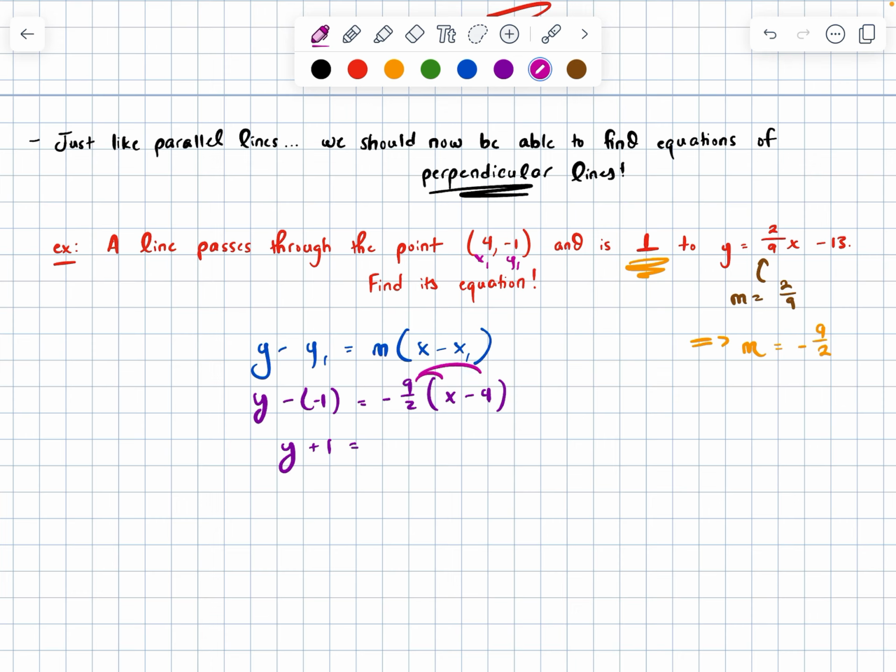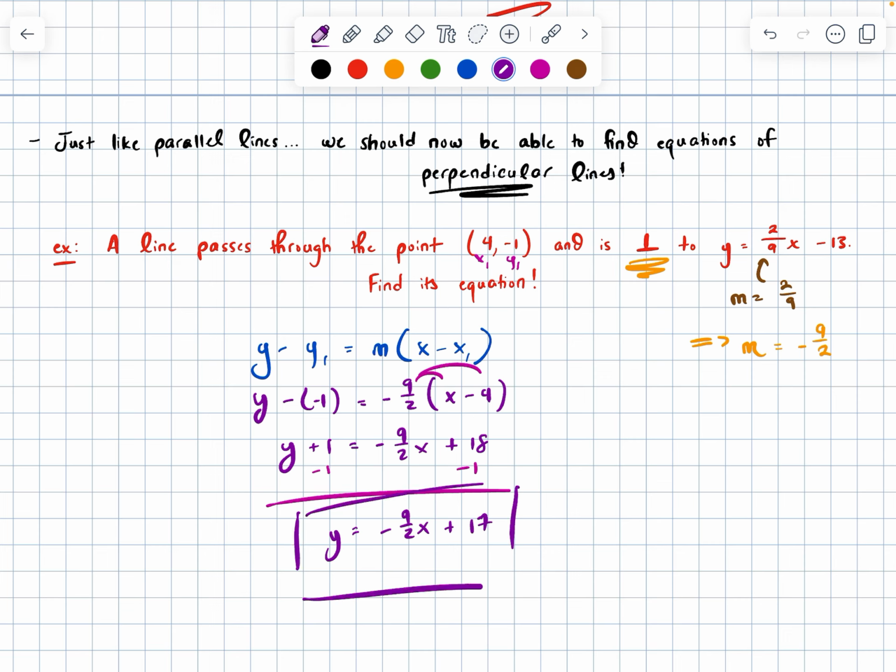So I've got y plus 1 here, and then on the right I can distribute. Negative 9 halves x, well that's negative 9 halves x. Negative 9 halves times negative 4 would become positive 18. If you don't believe me, feel free to fact check me. All I've got to do now is subtract 1 from both sides to get y by itself. Y is equal to negative 9 halves x plus 17. Cool. There we go. So here's our equation.